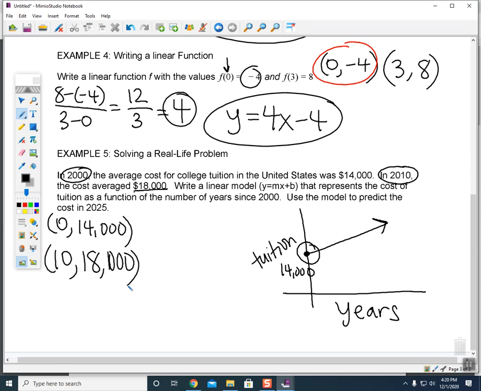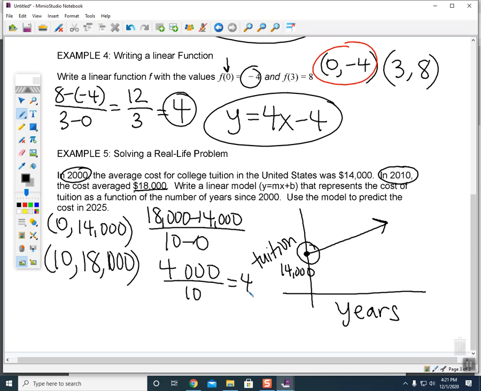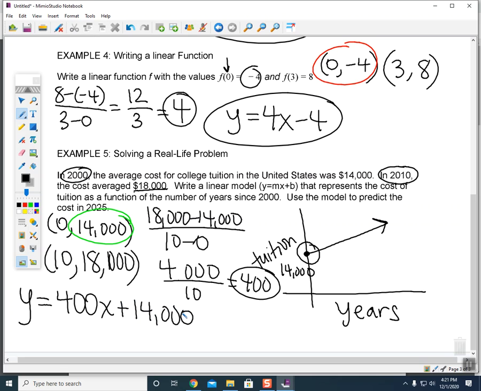Now I have everything I need. I'm going to find my slope. 18,000 minus 14,000 divided by 10 minus 0. So then I've got 4,000 divided by 10, which is going to give me 400. Means that my slope is 400. My y-intercept then happens right here at 14,000. So the equation for this line is going to be y equals 400x, 400 times the number of years, plus $14,000, because that's where I'm starting, is at 14,000. So this is the linear function.